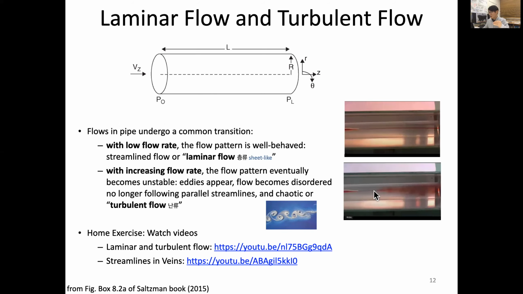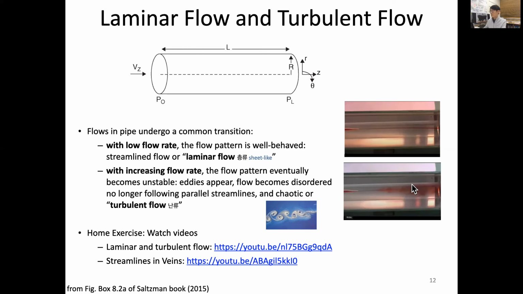So that dye can form eddies and it's unstable. It's actually not steady state because it keeps changing, okay? And this phenomenon is turbulent flow. However, luckily in our body, the majority of our blood flow is usually laminar.